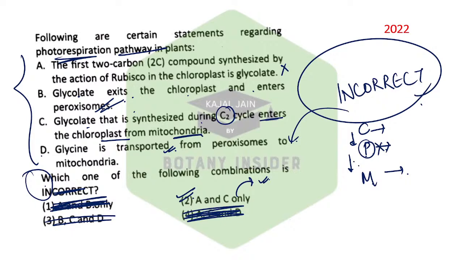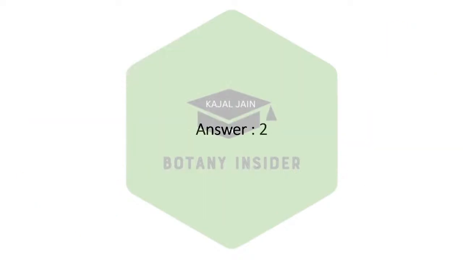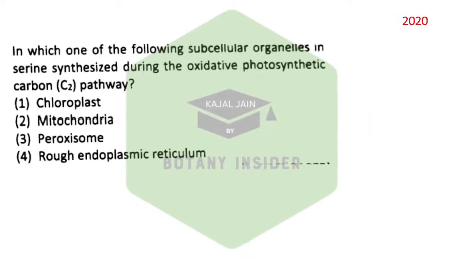Understood, everyone? Right? Let's discuss one more question. 2 is the correct answer. One more question. In which of the following subcellular organelles is serine synthesized during your entire oxidative photosynthetic pathway? That is your C2 pathway. Give it a try, everyone. Simple, straightforward question. This was a 2020 question. Give it a try.